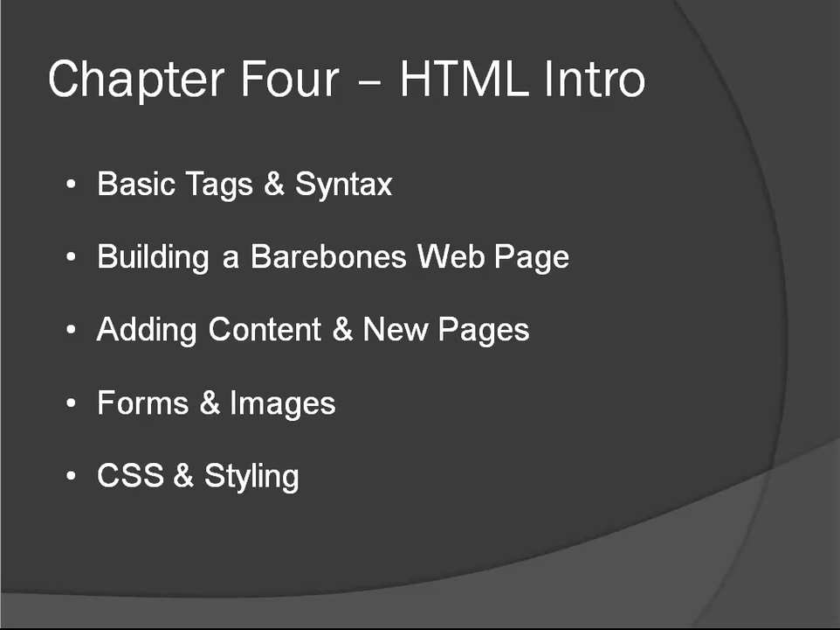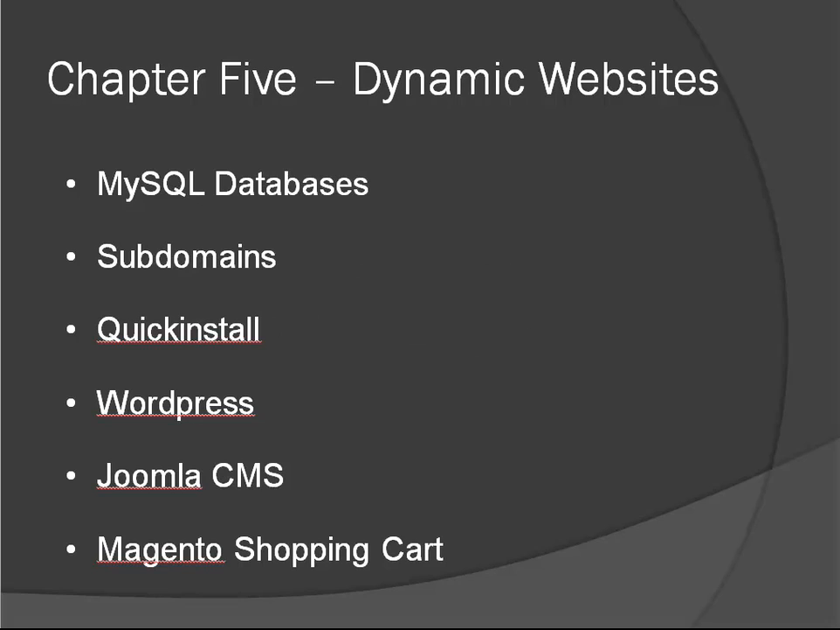And then finally we'll look into dynamic websites, platforms like WordPress, which is a blogging system, Joomla, which is a content management system, and Magento, which is an e-commerce platform or a shopping cart. And we're going to be installing all of these with Quick Install, which comes with cPanel and HostGator. And I'll also show you how to create MySQL databases, and we're going to create a couple subdomains. We're going to install the WordPress, Joomla, and Magento all on their own subdomain.